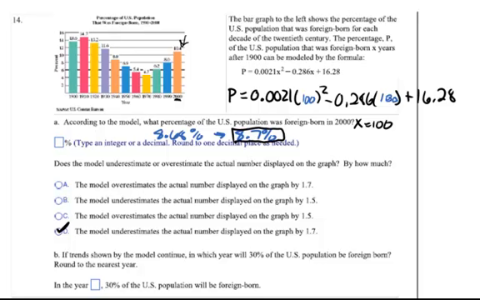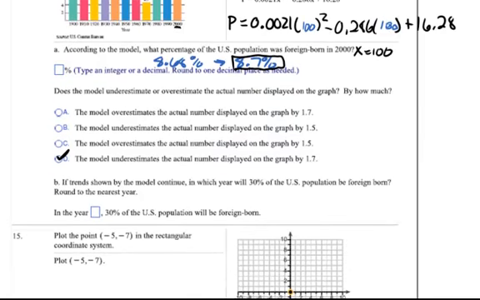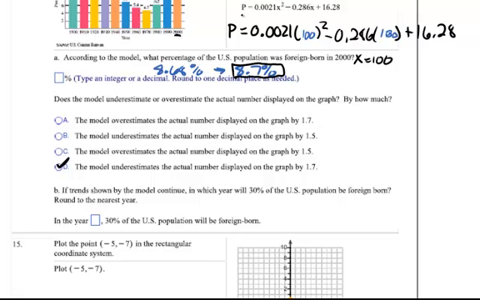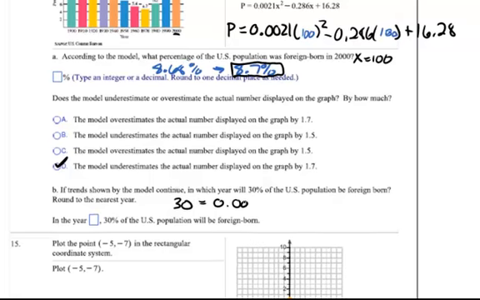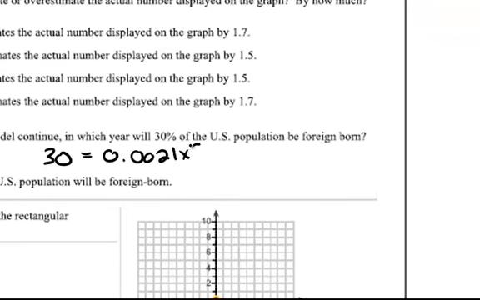For B, if trends shown by the model continue, and again the model is the equation, in which year will 30% of the U.S. population be foreign-born? So now, where our P was, we're going to substitute in 30 and then solve. So we'll start with 30 equals 0.0021x squared minus 0.286x plus 16.28.